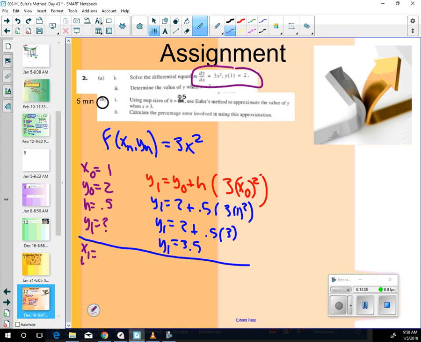x1, y1, h, and y2. What's x0 going to be this time? Or x1, I mean, 1.5, and then it's going to be 3.5 for y1, and we're still doing 0.5. And I'll let you finish with Euler's method.